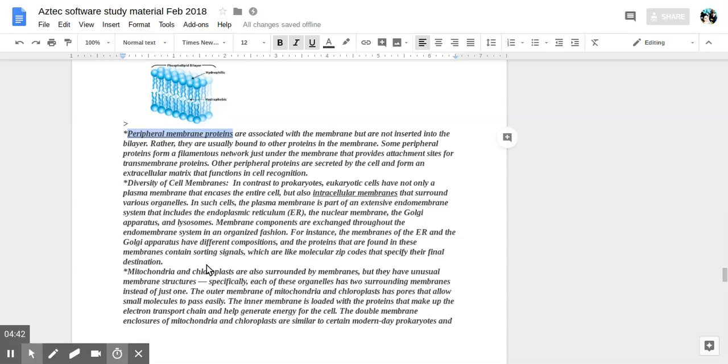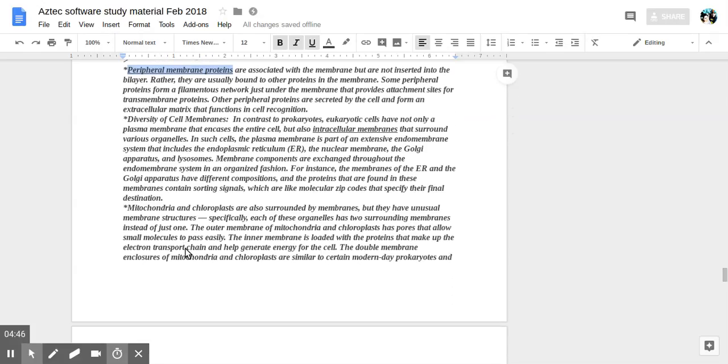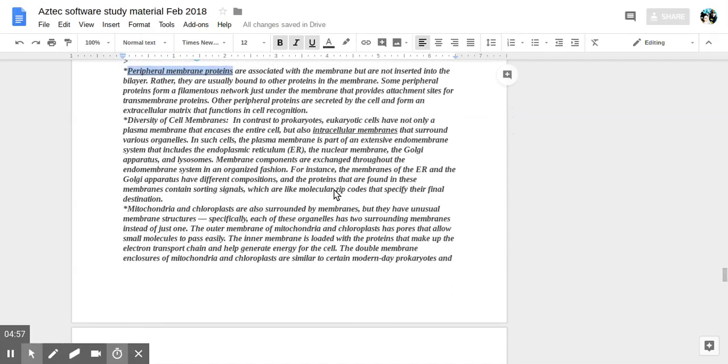Okay, so different molecules go through different membranes and are translocated to different spots within the cell. Right. So go ahead.